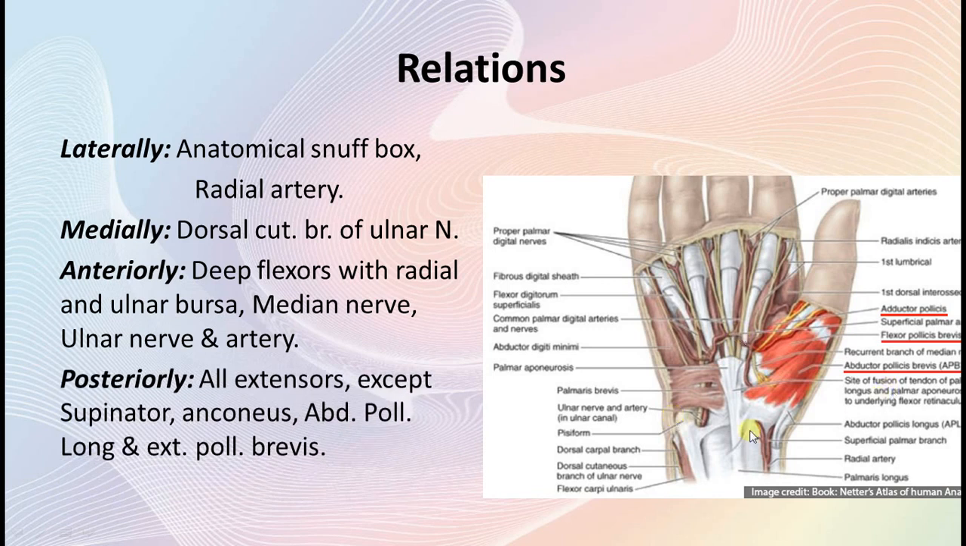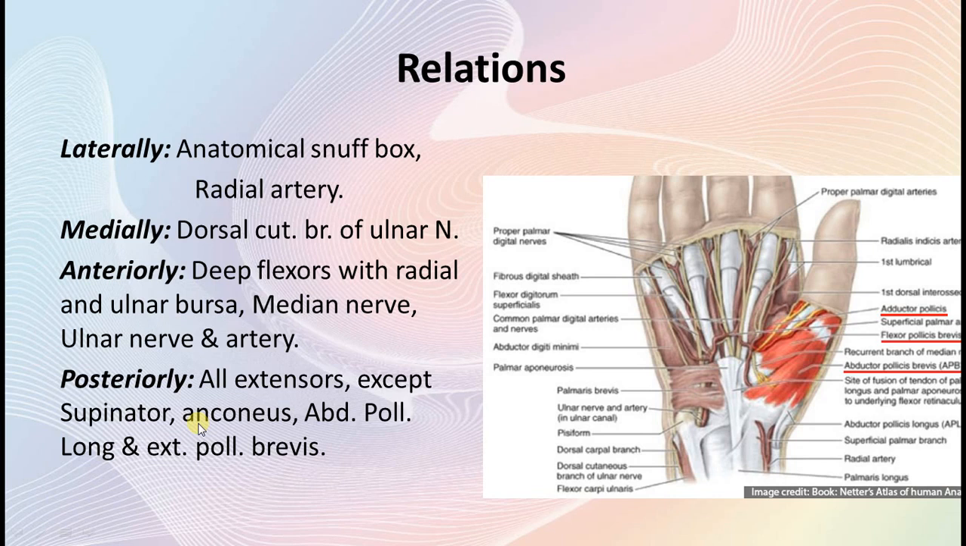Posteriorly, you have the extensors running. The 6 compartments we have seen, the extensor retinaculum dividing into 6 compartments. So, abductor pollicis longus and extensor pollicis brevis, extensor carpi radialis longus and brevis. Then you also have the extensor digitorum with the posterior interosseous nerve and artery. Then you have the extensor indicis, then extensor carpi ulnaris running in each compartment, except the supinator and anconeus, which are present more proximally.